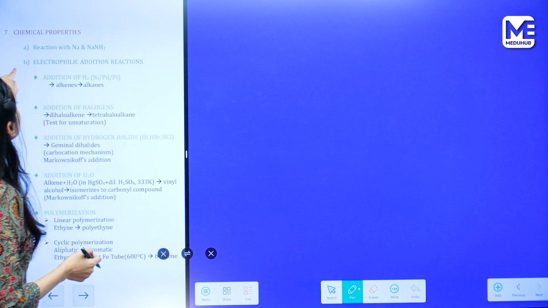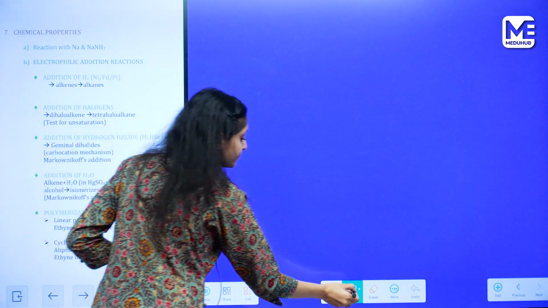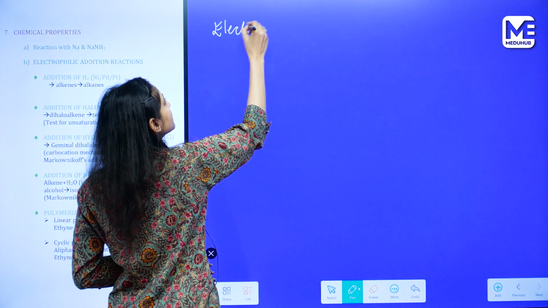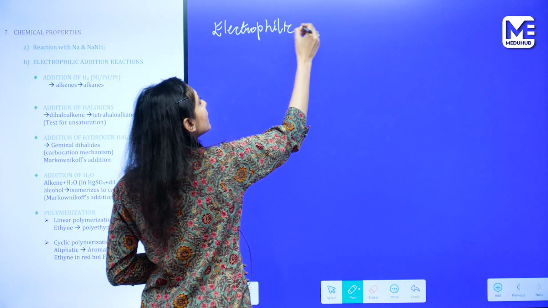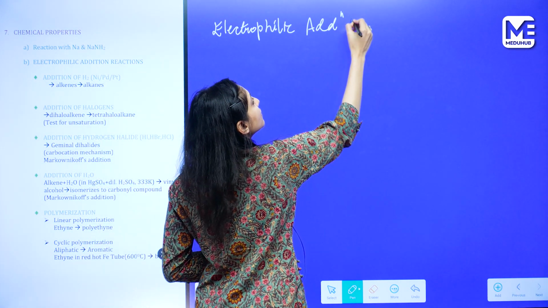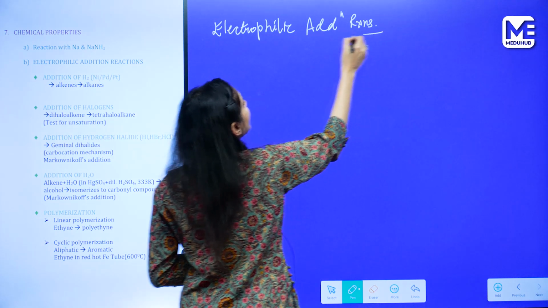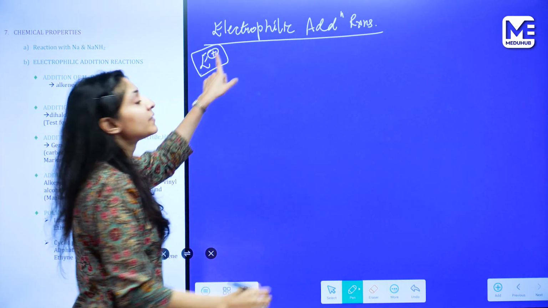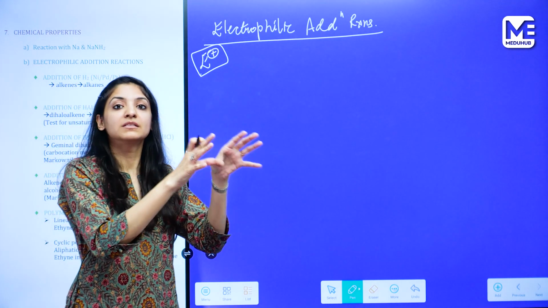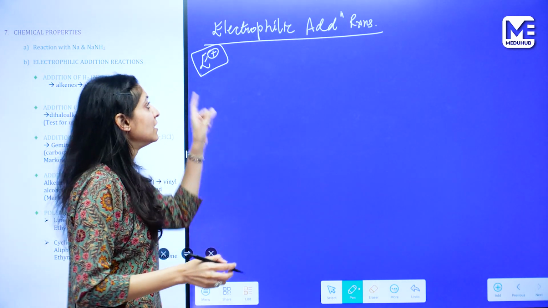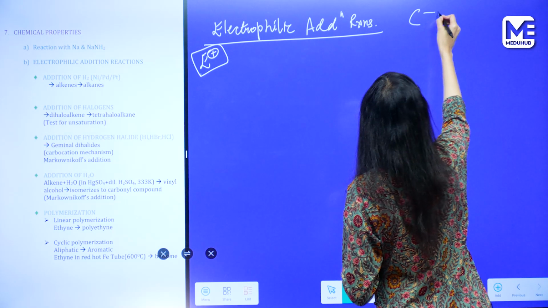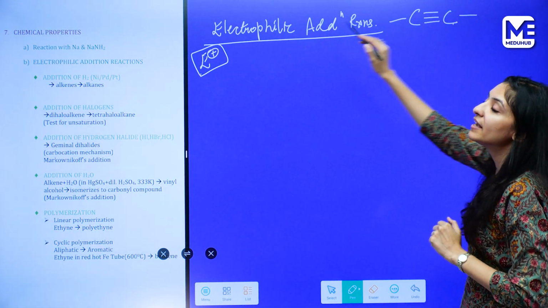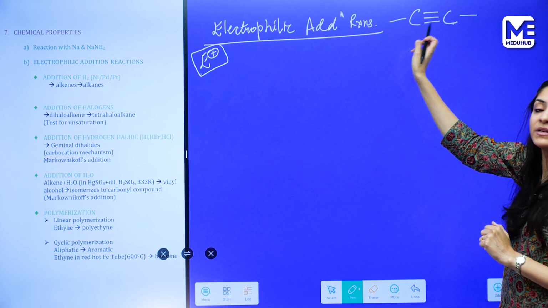Now next is electrophilic addition reactions. Electrophiles are species which are electron deficient. Hence, they seek substrates which are rich in electron density. Because alkynes have a triple bond, which means there is a lot of electron density between these carbons, electrophilic addition reactions take place with alkynes.